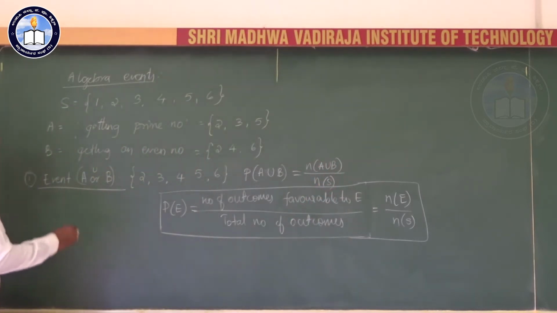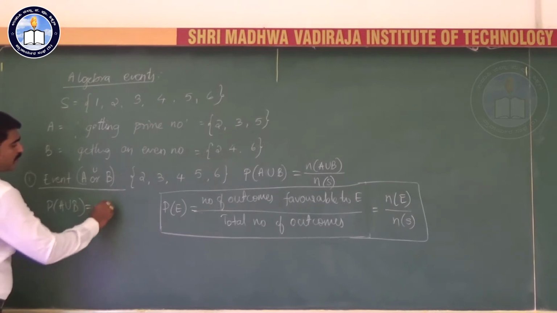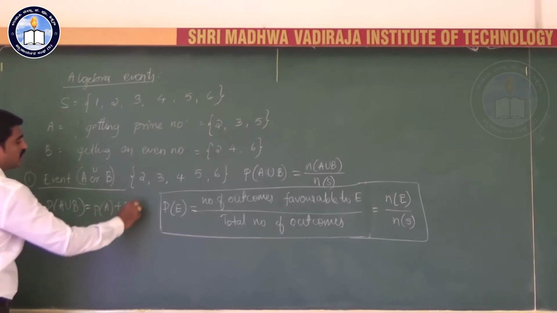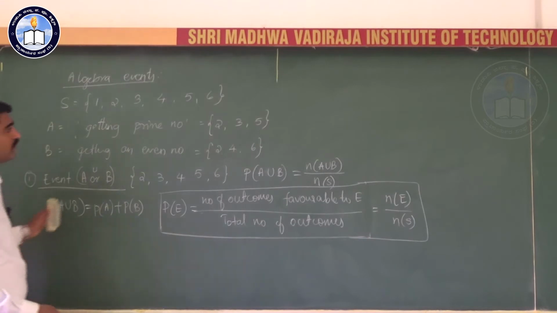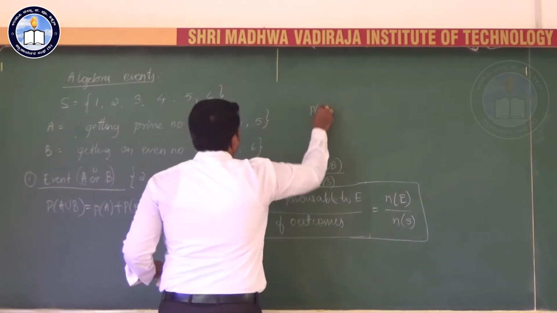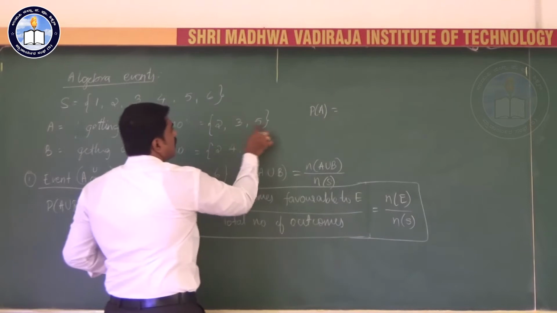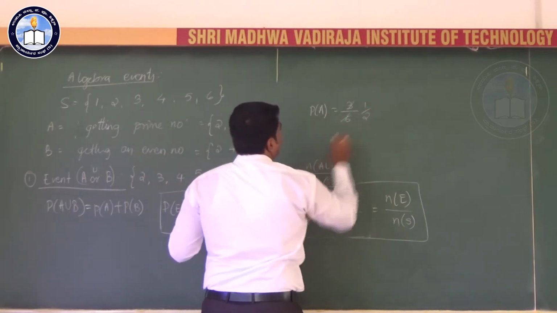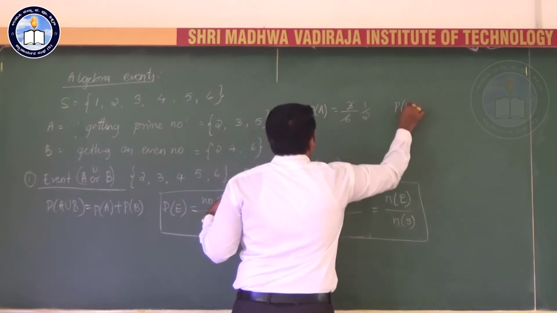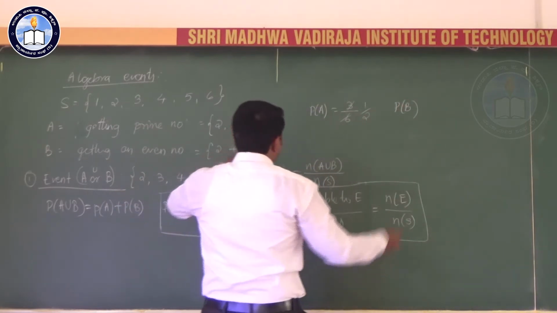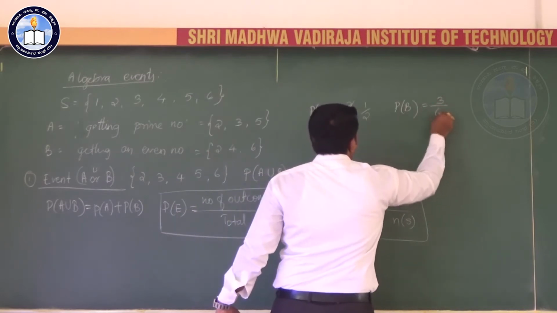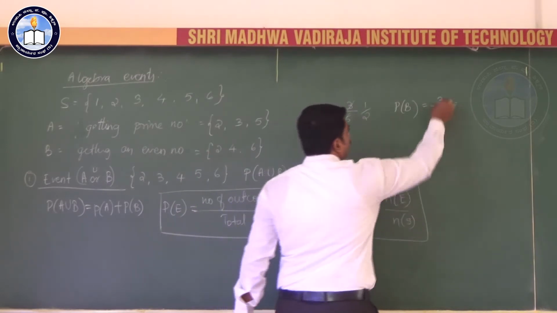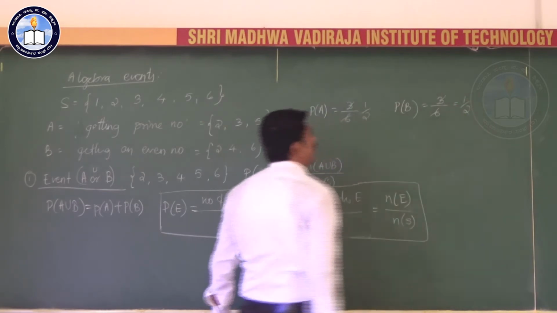So now what will it be equal to? Is it equal to P of A plus P of B? Let me check. So what is P of A? The probability of event A is nothing but 3 chances out of 6, therefore it is 1 by 2. What is the probability of event B? There are also 3 outcomes out of 6, therefore the probability is 1 by 2.